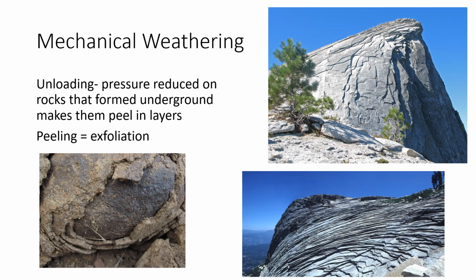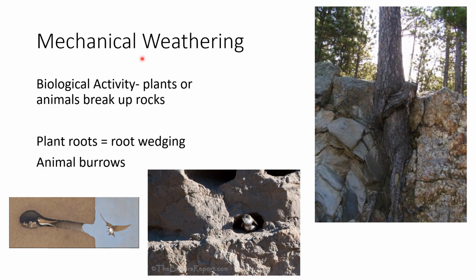Another way that mechanical weathering can occur is through biological activity of plants or animals that break up rocks. So when plant roots grow into a rock, like you can see in this picture here, that's a process called root wedging because the roots work their way into little cracks and then the roots grow, push the cracks wider, and break the rocks up. Animal burrows can also cause some weathering and erosion of rocks. So for example, this is a bird called a cliff swallow, and these birds dig little holes into cliff sides of soft rocks, especially things like sandstone, and make their little nest in there.